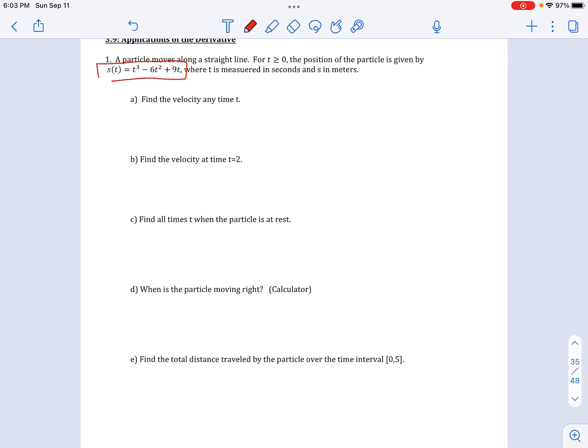One of the things that we learned before is the velocity is change in position over change in time, which is really the derivative of the position function. So velocity is really the same as the first derivative of the position function. This one, we can take the derivative pretty easily just using the power rule. So it would be 3t squared minus 12t plus 9.